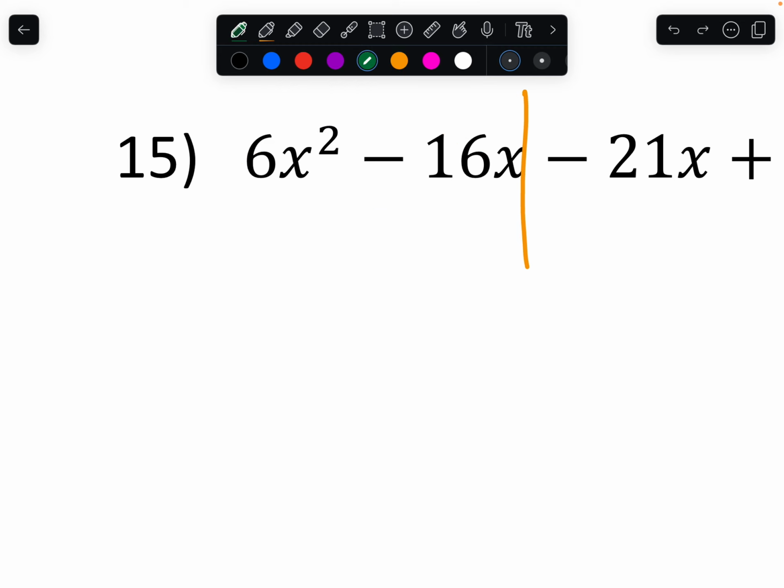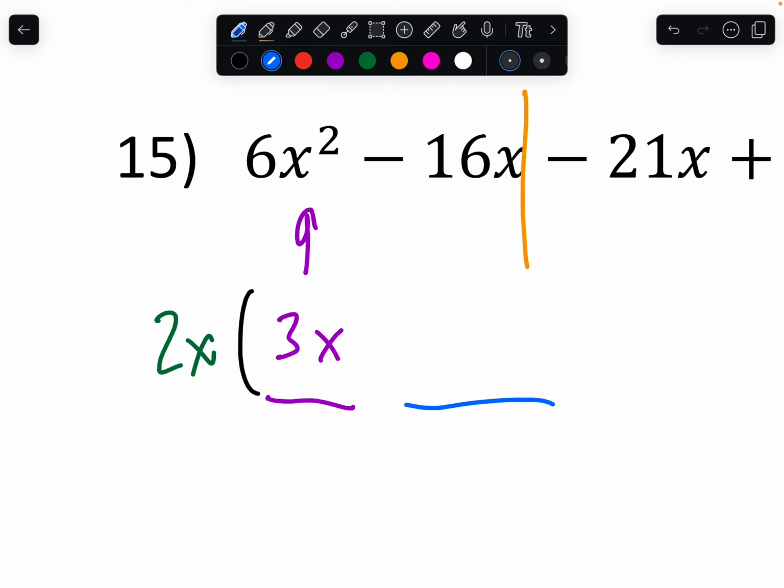6 and 16 are both multiples of 2, and they both have an x, so 2x. And 2x times what is 6x squared? Well, we need 2x times 3, and then another x. And then 2x times what is negative 16x? It'd be negative 8.